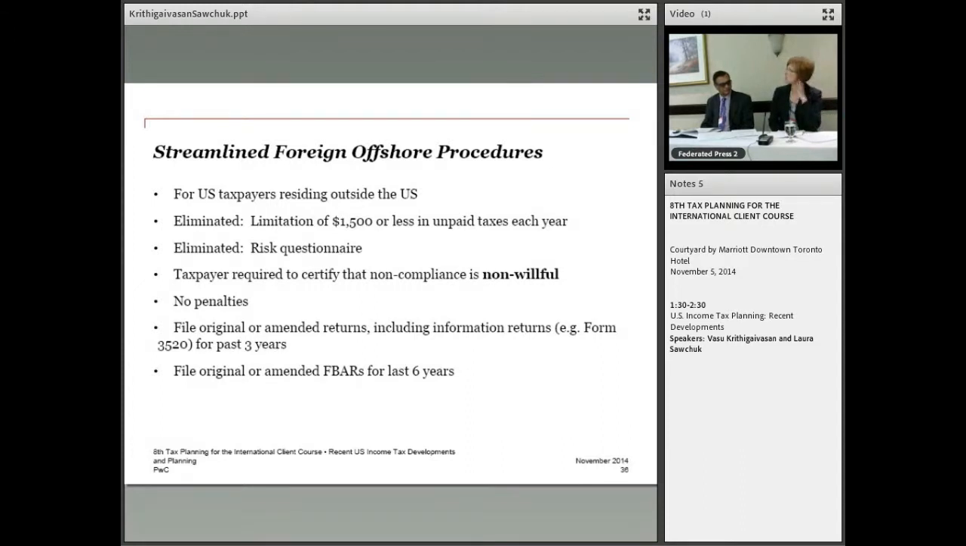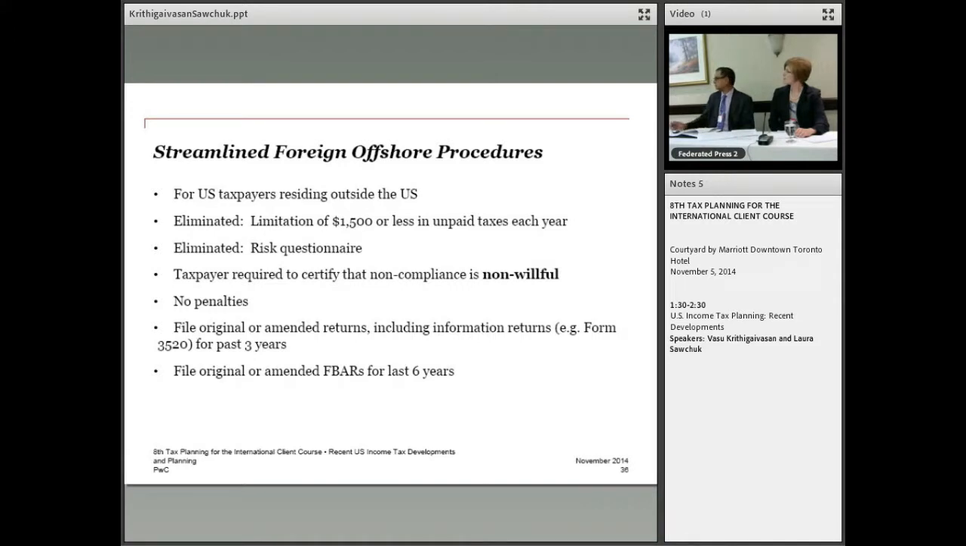So just to talk about, once you've decided if you fall within the resident or the non-resident streamlined procedures, what do you need to do next? What are the steps? For the streamlined foreign offshore, the IRS has eliminated the requirement for the taxpayer to have $1,500 or less in unpaid taxes each year. They've eliminated the risk questionnaire that the taxpayer was required to complete, and they are now requiring the taxpayer to certify that their non-compliance is non-willful.